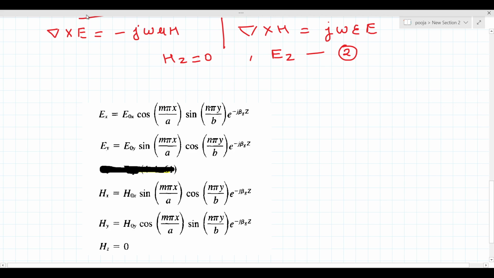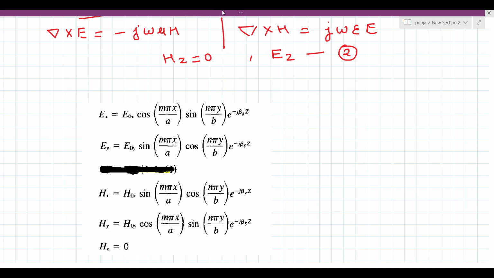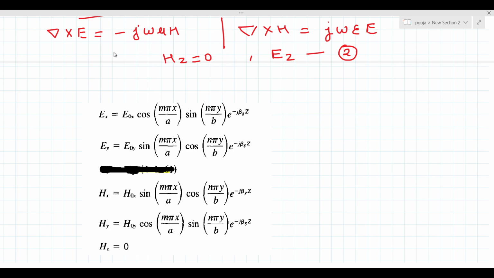Just like we solved these equations in TE mode, we can do the similar analysis and obtain equations like this for Ex, Ey, Hx and Hy after manipulating and solving these curl equations. We can get the solution for TM mode. So that's it for this particular lecture. Let's see the equations related to TM mode, and the modal analysis related to TE and TM mode, in the next lecture. Thank you.